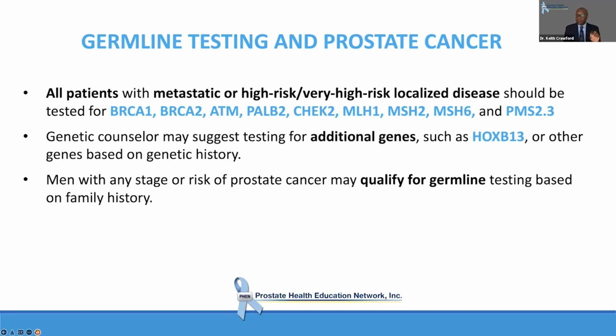Now, genetic counselors may suggest testing additional genes. In this case, this is HOXB13, which is very interesting, and we may talk about it later. But it's commonly found in people in the earlier stage of disease. So for Black men who have a high incidence of developing prostate cancer in their 40s, it may be important for this gene to be assessed.